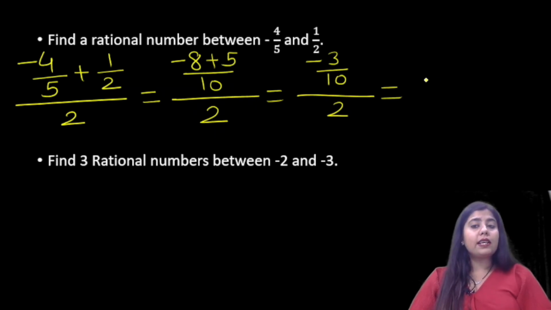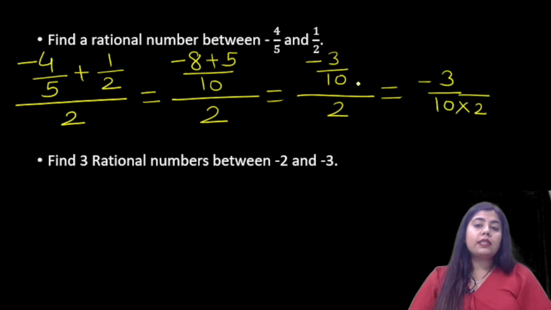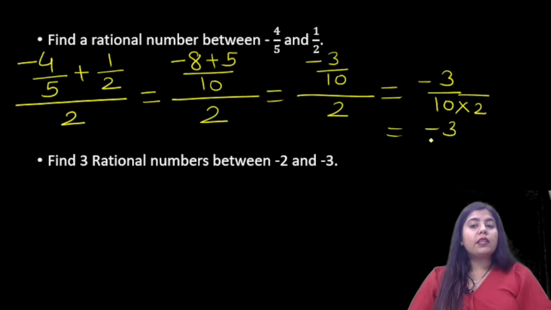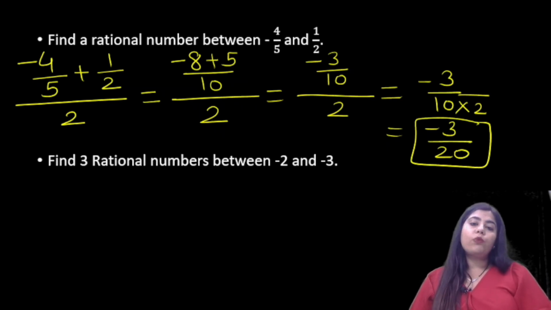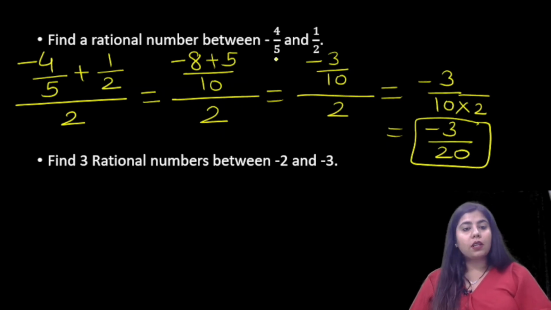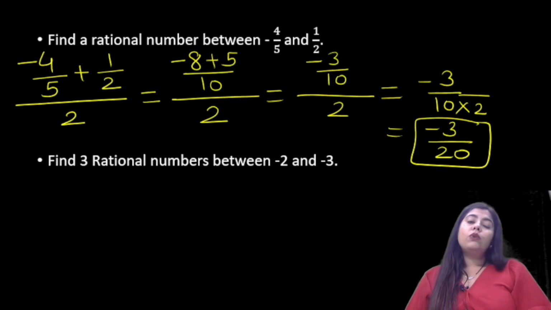Now we can write it as minus 3 upon 10 and multiply it by 2, as the 10 and 2 both are the denominators. So it is equal to minus 3 upon 20. So minus 3 upon 20 is the rational number between minus 4 by 5 and 1 by 2. Clear? Now see the next question.